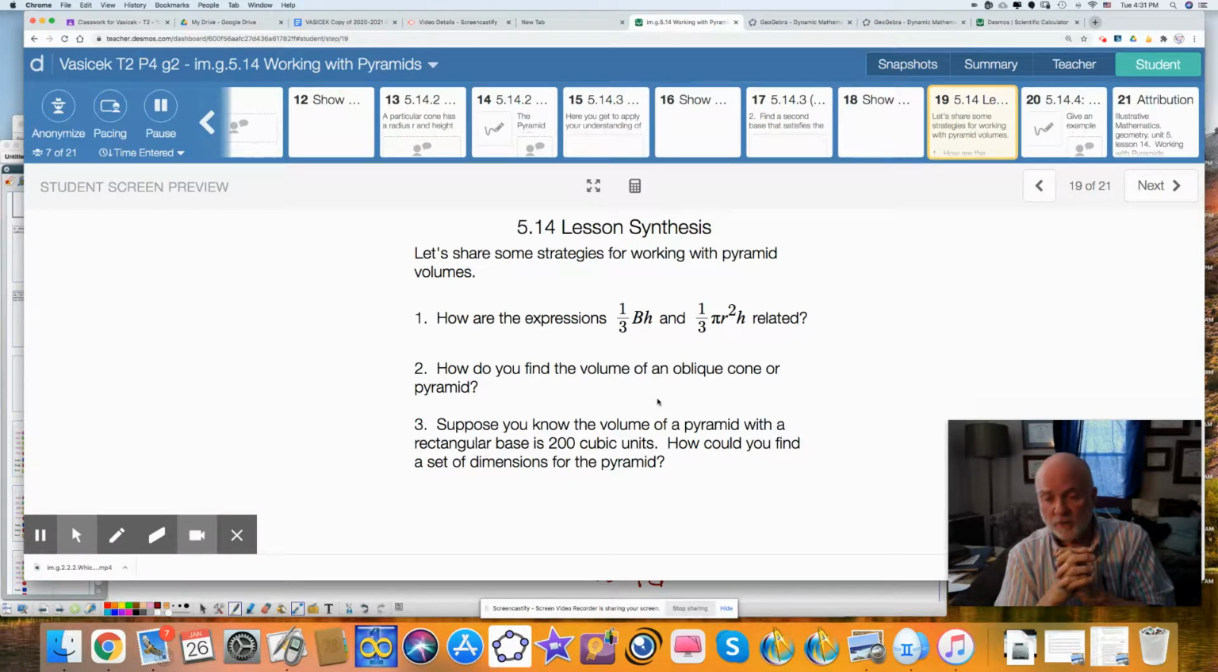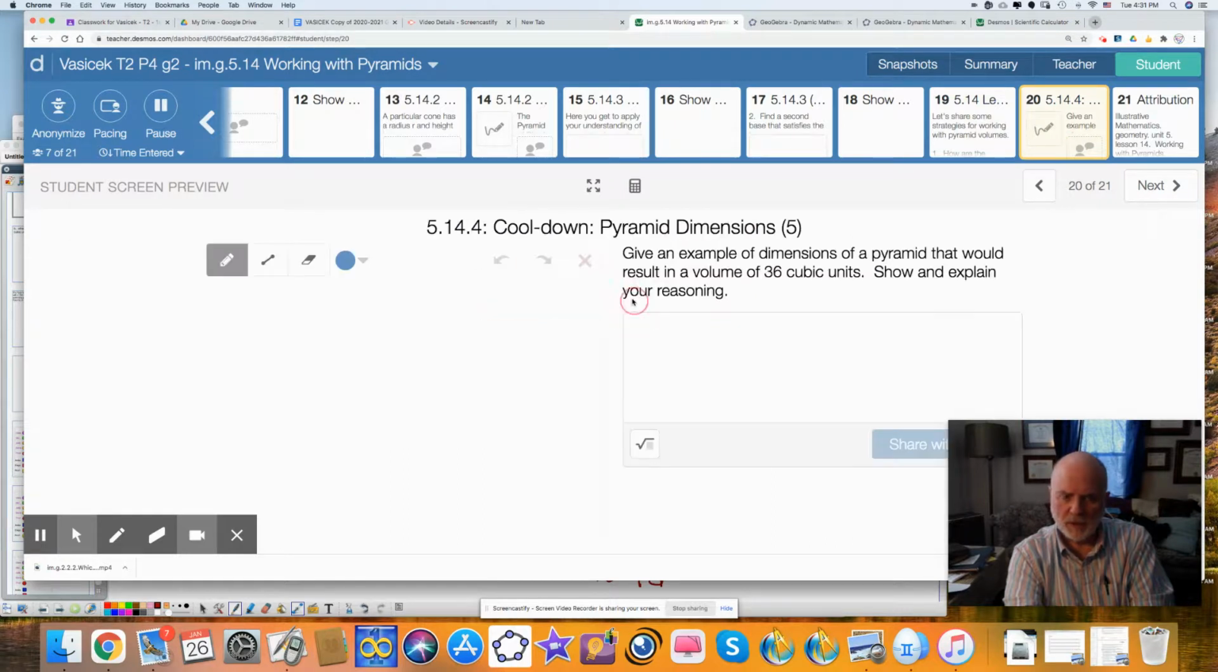Suppose you know the volume of a pyramid with a rectangular base is 200 cubic units. How could you find the set of dimensions for the pyramid? Well, you would have to work backward. If you knew the volume, you could work backward to find the height. You could work to find 200 cubic units. What type of shape would give you 200 units? And here's an excellent thing here. So you need to give me an example of a volume of 36 cubic units. What dimensions would give me a volume of 36 cubic units for a thing? And explain your reasons. Explain how you would get this.